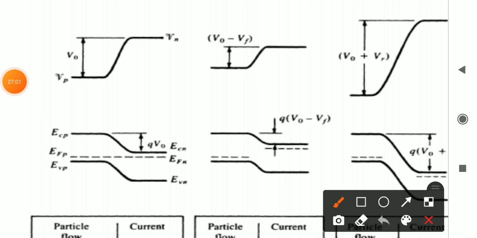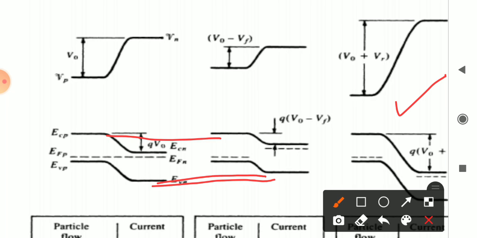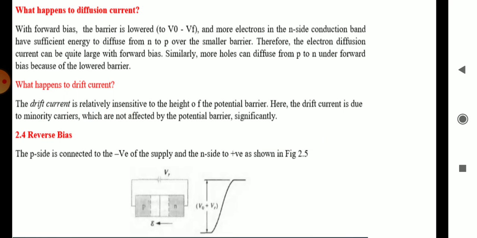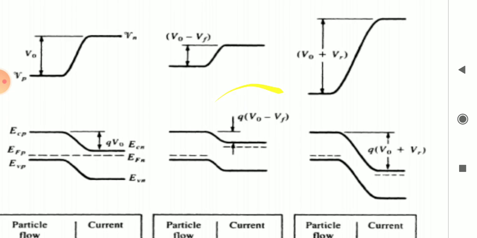So here the Fermi level will not be the same line, so it will shift upwards. But in case of reverse bias, it is exactly opposite to that of forward bias. The rest of all is the same as in the previous case. Whatever shifting of energy is there, that is because of the applied electric field.